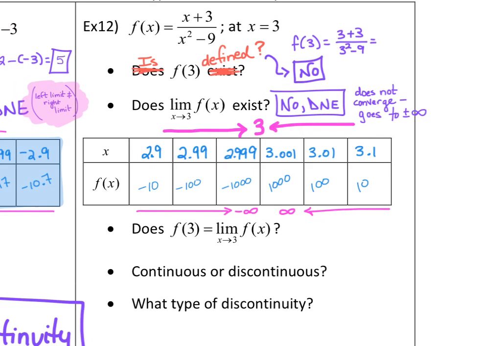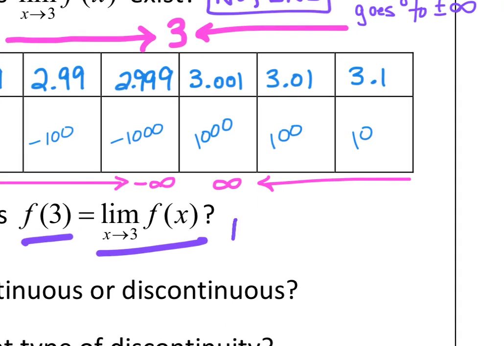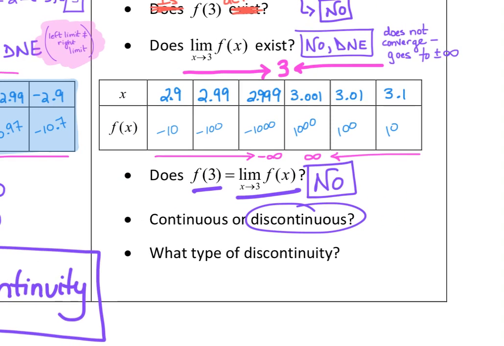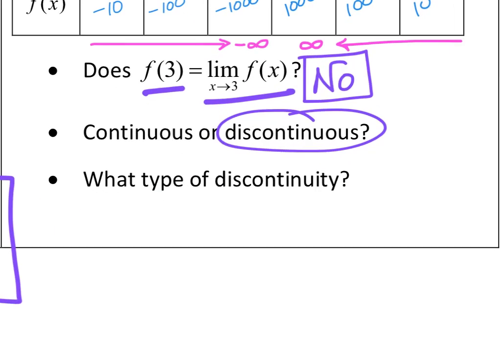Well, the function isn't defined at 3. The limit doesn't exist as x goes to 3, and the answer to that is no. It's not continuous. What type of discontinuity? It's going to be an infinite discontinuity.